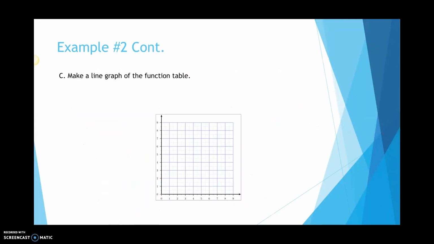So the last part of this example is they want us to create a line graph of the function table. So we're going to take the data in the previous chart and create a line graph based off of that. Now this graph here is what I found online, so I'm going to pretend that it is based on tens. So this is like 0, 10, 20, 30, 40, 50, 60. I think we get the idea here.